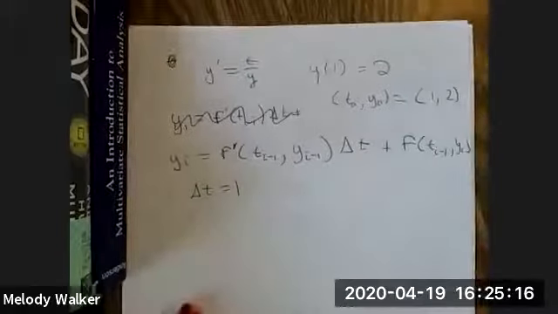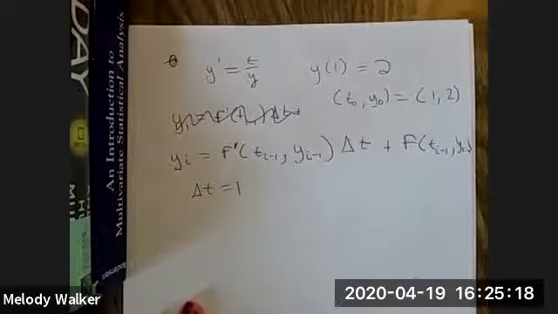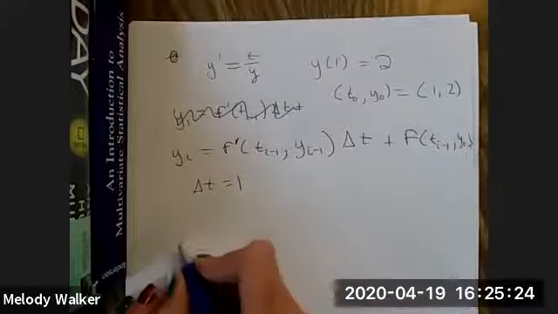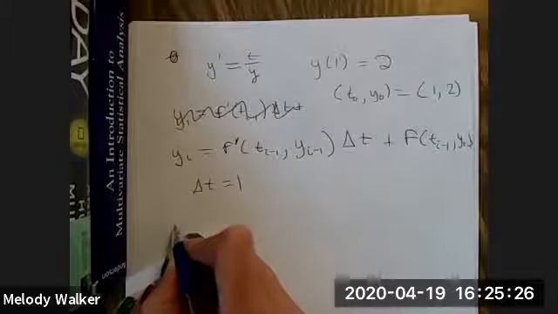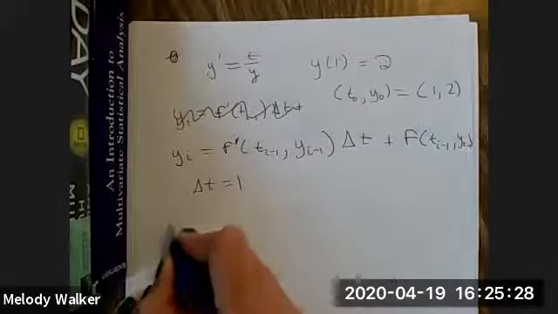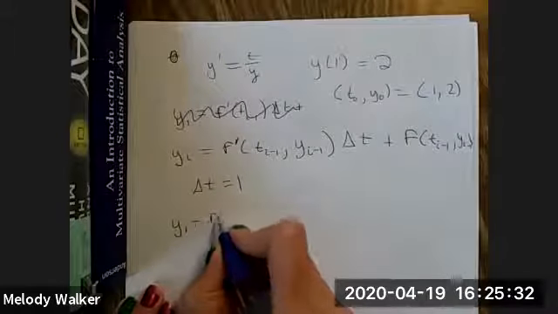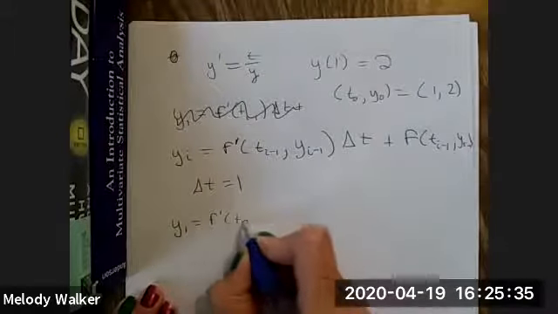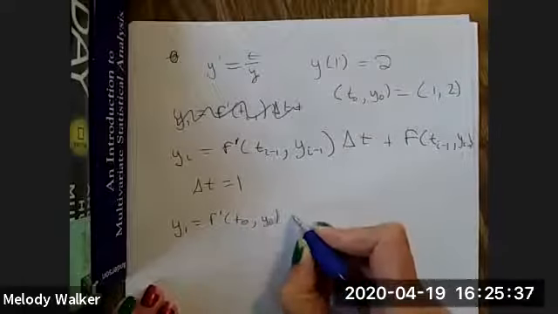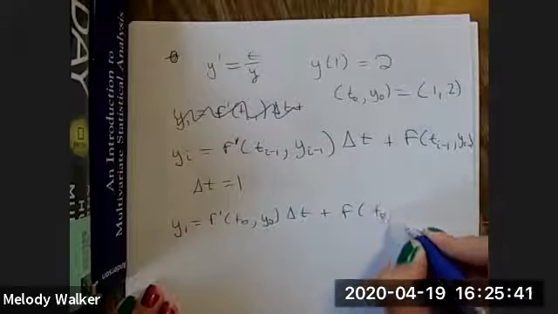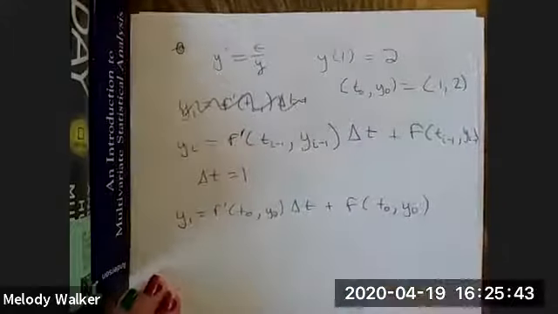This is somewhat arbitrary, but to get a good value, you want the smallest possible delta t. So what do we have here? Let's plug it in. y1, we want f prime of t0, y0. Delta t is 1, but I'll go ahead and write this generically. Now, so let's find this value.